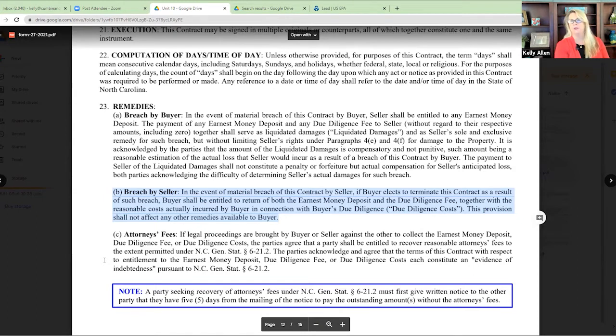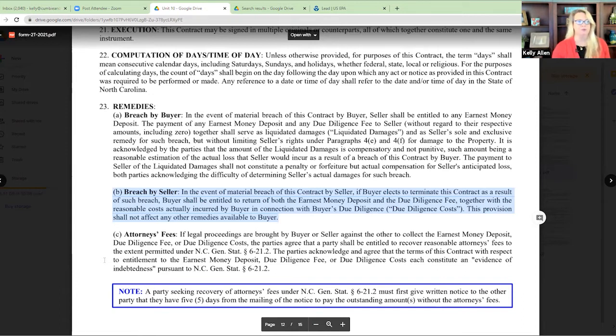They may have already hired the attorney to do the title research. We'll call that $300. So that's $2,350 right there. All right. So it says right here in the contract that if the seller breaches, if the seller breaks the contract, the buyer has the earnest money deposit returned, the due diligence fee returned, and they should also be reimbursed for all the money they spent on inspections during the due diligence period.